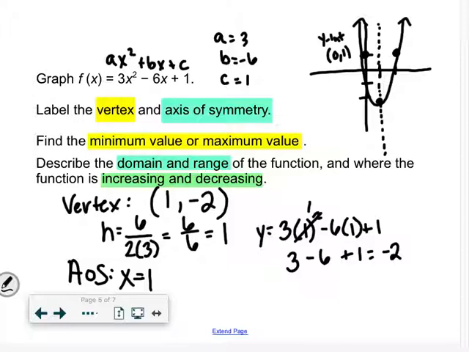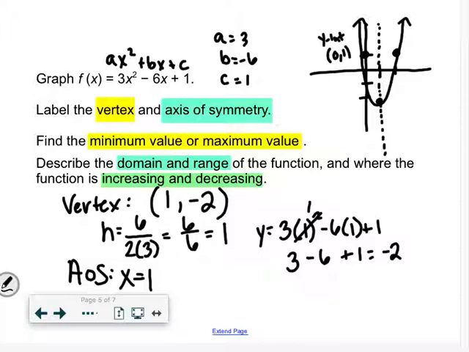If I didn't want to use the y-intercept, I could have used my a value, which is 3. That's a vertical stretch of 3. And it's positive, so the graph is going up. So from the vertex, I could have gone up 3, left 1, or up 3, right 1. I'm landing on the same point, right?